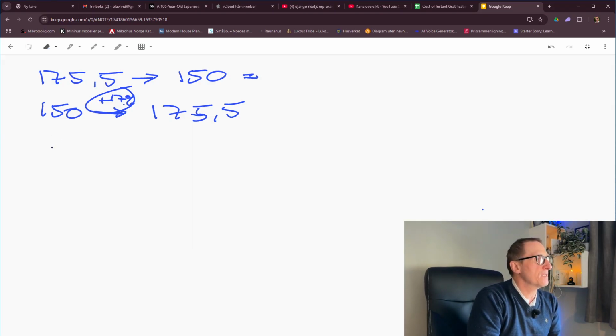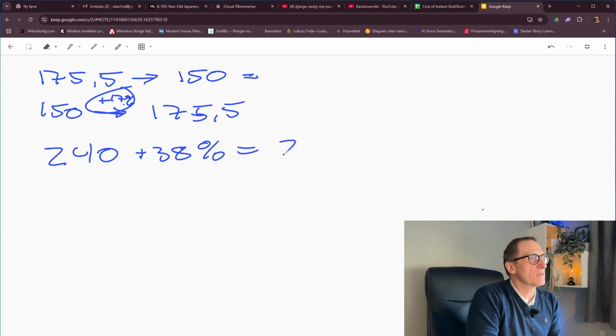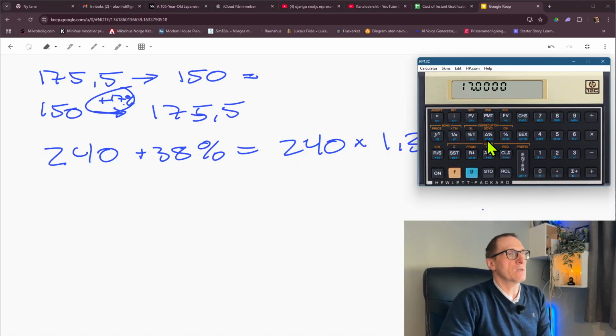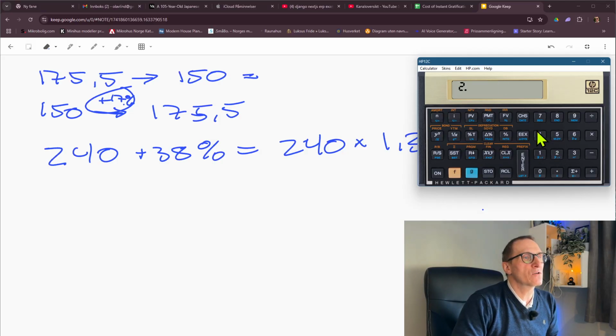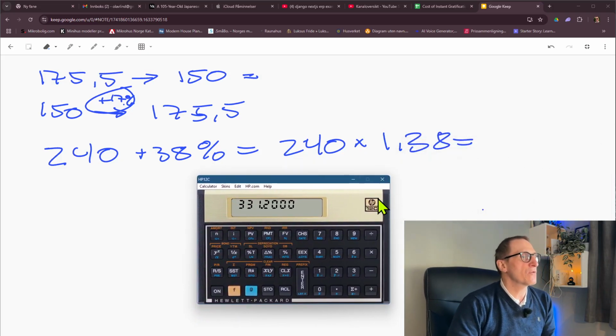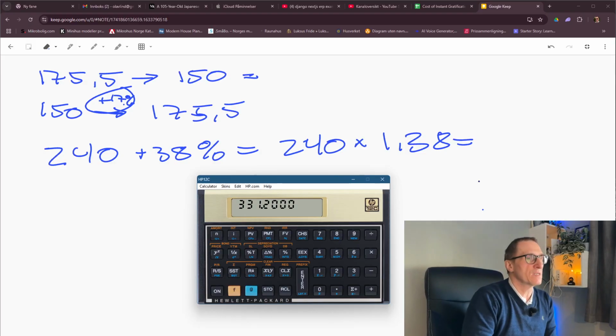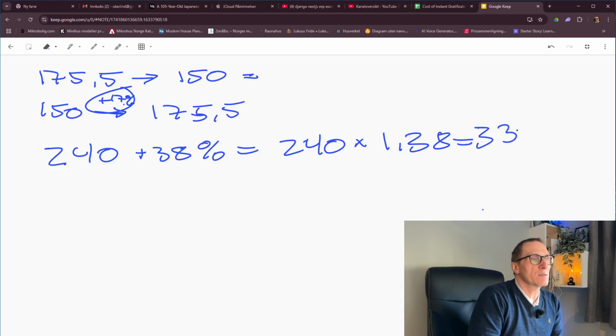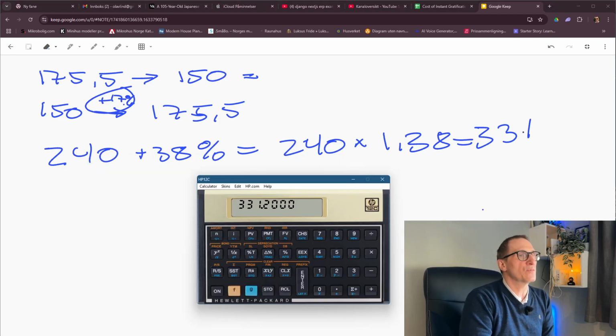For example, if I take 240 and I want to add 38% to that, I do 240 times 1.38, which equals, let's see, 240 times, multiply, I mean, 1.38, 331.20. So this is 331.2.